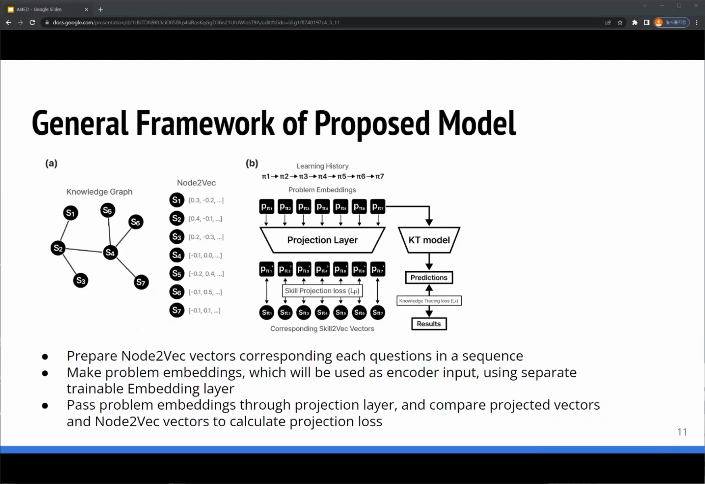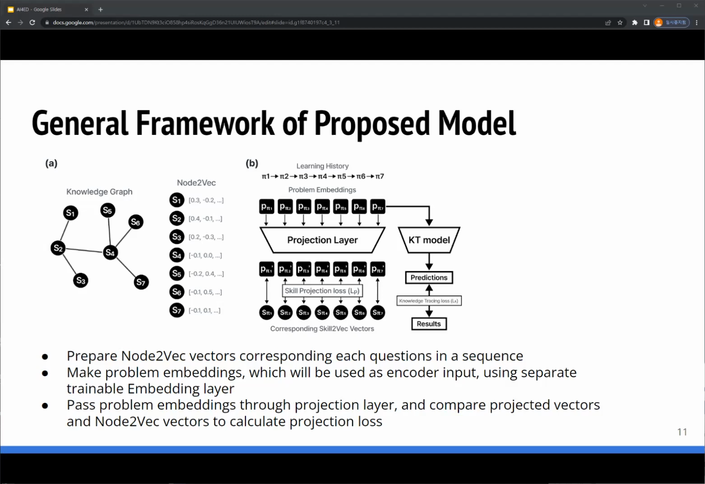This is the general framework of our proposed model. First, we obtain the knowledge graph from the human expert annotation. In this case, we use the coverage version, so all of the experts were involved in building the relationship between the knowledge components. Then we train Node2Vec based on that graph to attain the skill2vec vectors. After that, we use a projection layer to train new problem embeddings, which will go into the knowledge tracing model's encoder input. The new problem embeddings are expected to gain skill inherent information, in addition to skill relationship information.